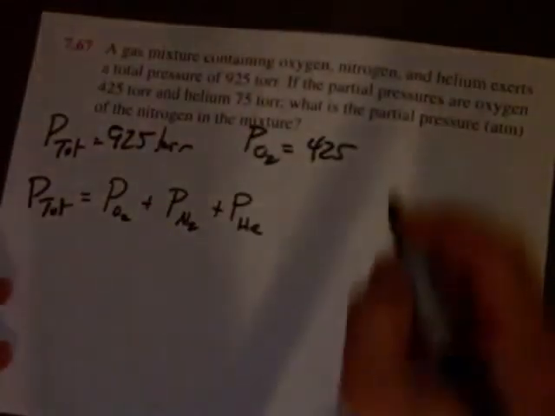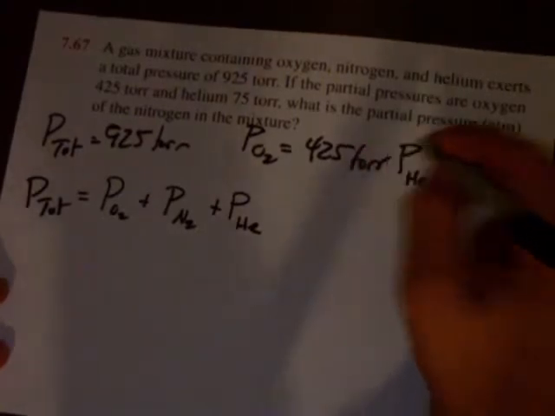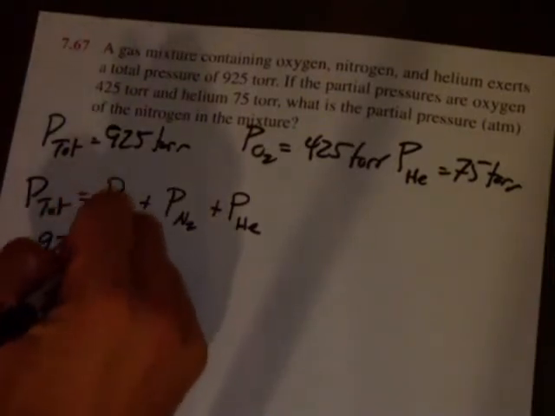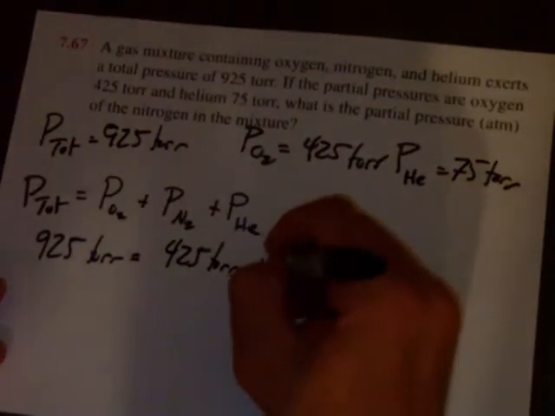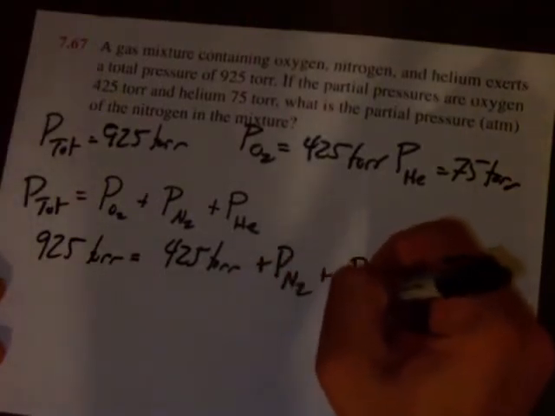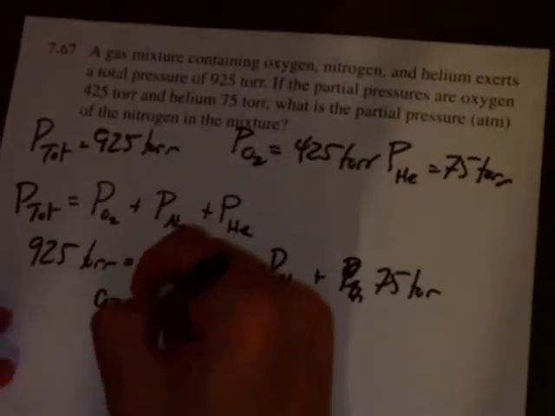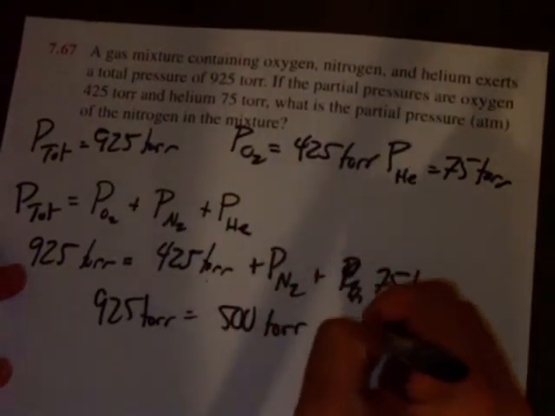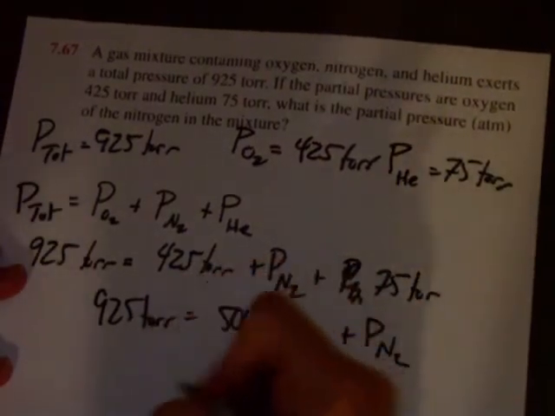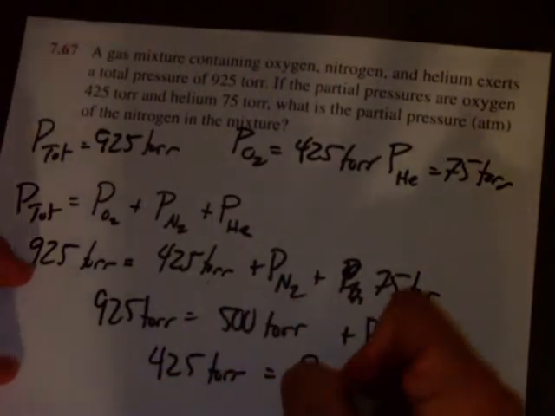The pressure of oxygen is equal to 425, and the pressure of helium is equal to 75 torr. And so the total pressure is 925 torr. Our pressure of oxygen is 425 torr. Pressure of nitrogen is our unknown, and pressure of helium is 75 torr. So we get 925 torr is equal to 425 plus 75, which is 500 torr, plus the pressure of nitrogen. So we subtract 500 on both sides and we get 425 torr is equal to the partial pressure of nitrogen.